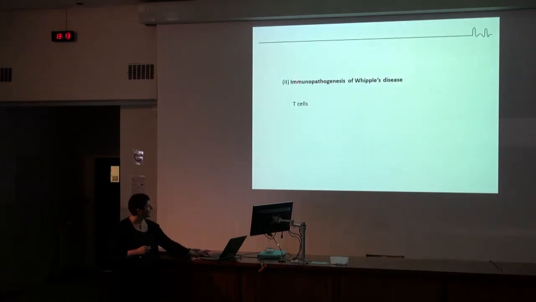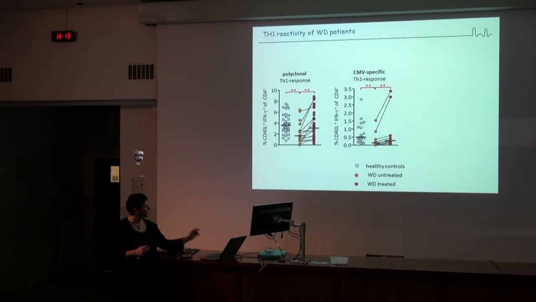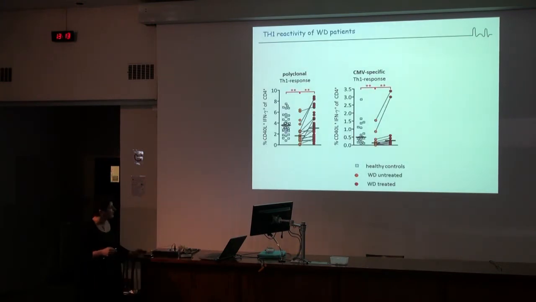So now we come to the T cells, and they are the ones which are important for the defense against these bacteria. We see again the controls, untreated Whipple's disease patients and treated Whipple's disease patients. It was described formerly that Whipple's disease patients have a reduced Th1 reactivity, which of course might be responsible for the chronicity of the infection.